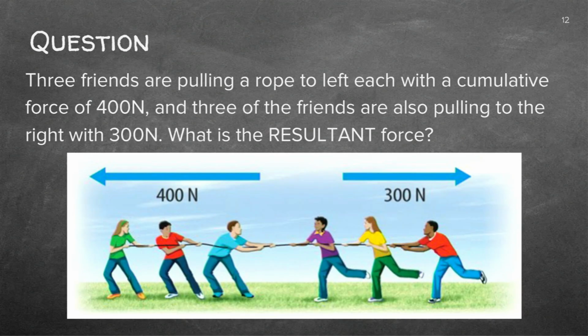Let's find another one. I've got 400 to the left and 300 to the right. Can you think what the resultant will be? Yes, it's 100. And how did you get to the 100? I said 400 minus 300 will give me 100 Newton. And because Newton is a vector, I need to indicate the direction. This one was the larger one, so it will be to the left. The resultant will be 100 Newton to the left.